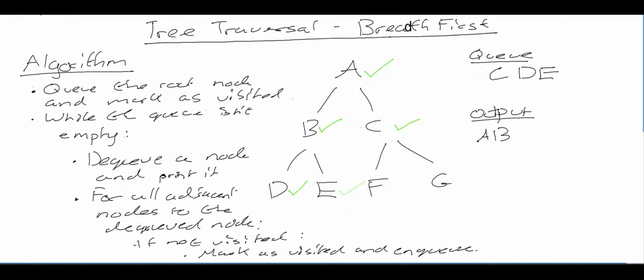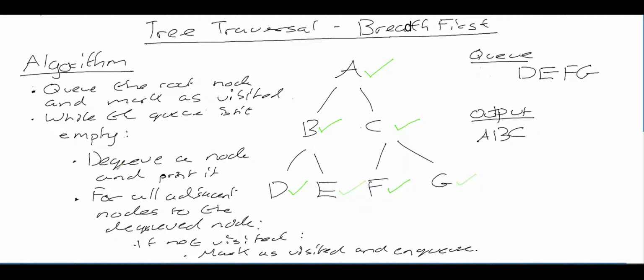Then we loop back to the beginning of our while loop, and we dequeue a node and we print it out. So we dequeue C and we print it out. Then, for all of the nodes that are adjacent to the dequeued node, if they haven't been visited, mark them as visited and queue them. The nodes that are adjacent to C are A, F, and G. A's been visited, so for F we mark it as visited and we add it to the end of our queue, and G we mark it as visited and we add it to the end of our queue.